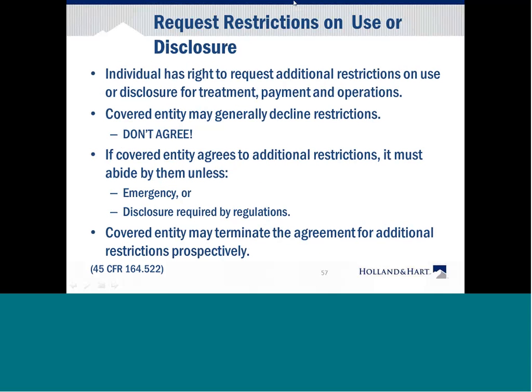Next, a patient has a right to request restrictions on the use or disclosure of their protected health information for purposes of treatment, payment, or healthcare operations. Now, for those of you who are actually paying attention and not sleeping, you're thinking, well, wait a minute. I thought that we could use or disclose protected health information for treatment or payment purposes without the patient's authorization. But this gives the patient the right to request restrictions. You're right, the patient has a right to request restrictions, but guess what? You don't have to agree to them.